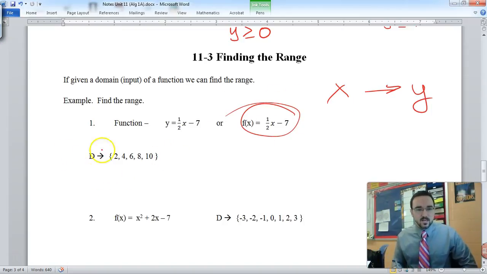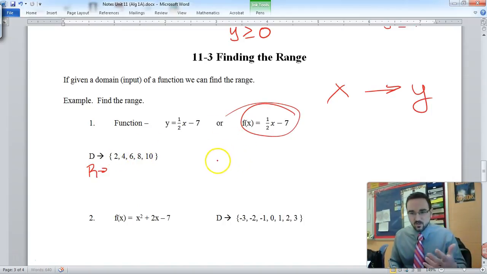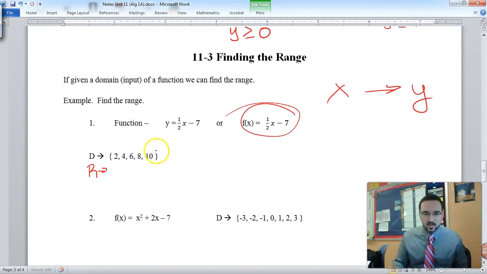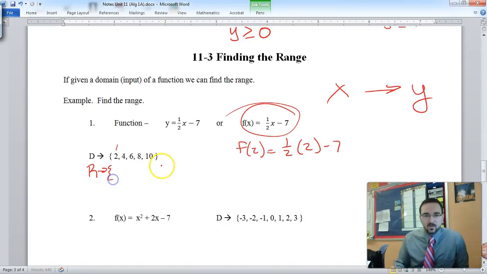To find our range, we need to first have a domain, right? So to find the range, all we're going to do is plug these numbers back in. I'm going to do one by hand, and then I'm going to talk my way through the rest of them. A lot of these you could do in your head. So if I take this 2 and plug it in, f of 2 equals 1/2 times 2 minus 7. I'm plugging in our first value to get the first value in my set. So I have 1/2 times 2, that's 1. 1 minus 7 is -6, so my first value is -6.